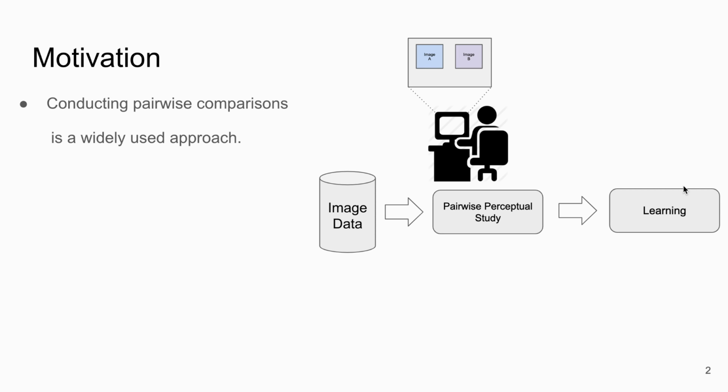Conducting pairwise comparisons is a widely used approach in perceptual study. Based on this framework, human readers are provided with pairs of images, and they are asked to make their selections based on some notion of image quality or image aesthetics.